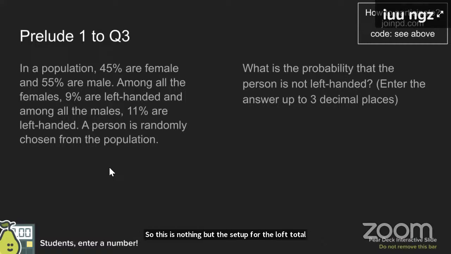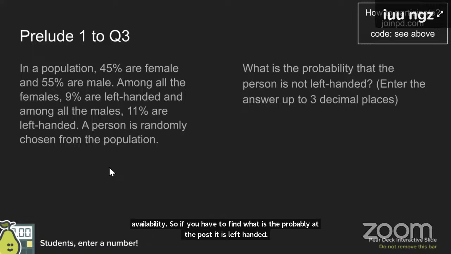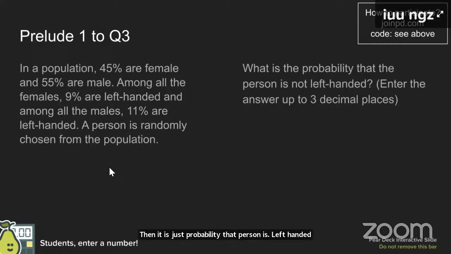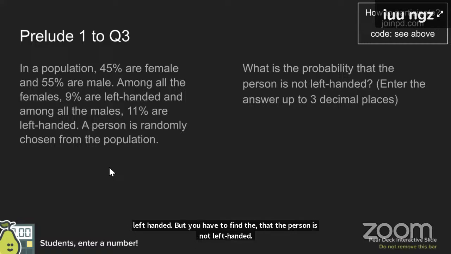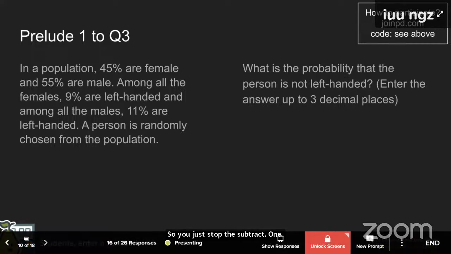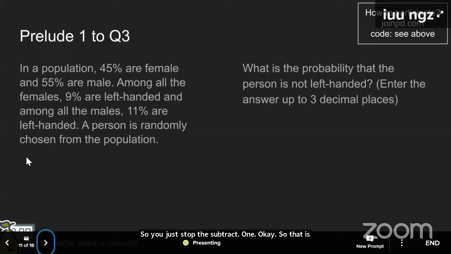If you have to find the probability that the person is left-handed, then it is the probability that the person is left-handed given female times the probability of female, plus the probability that the person is left-handed given male times the probability of male. That should give you the probability that the person is left-handed. But you have to find the probability that the person is not left-handed. So you just have to subtract it from 1.